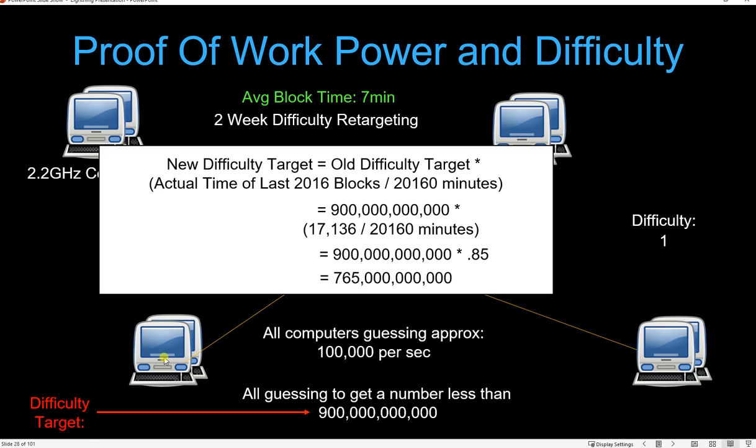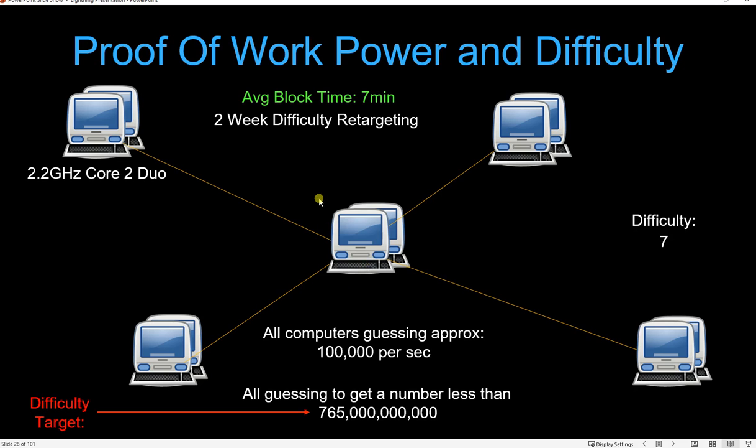So now we've raised the difficulty by shrinking the number from 900 million to 765 million. And as soon as we do that, the difficulty now would be 7, because it's 7 times harder, and then our block time would go back up to 10 minutes. So it doesn't matter how much more powerful the miners try to make their mining, because every 2 weeks it's going to retarget itself.